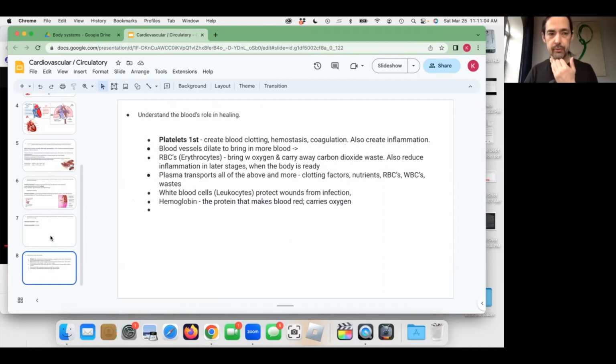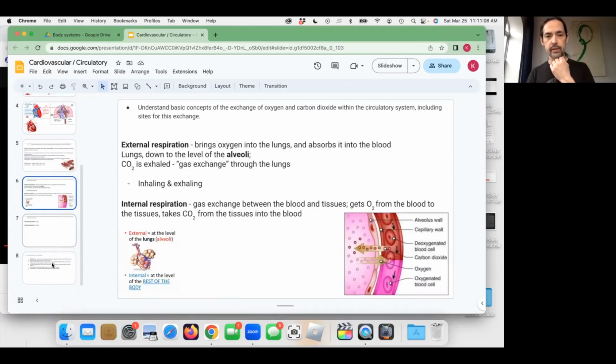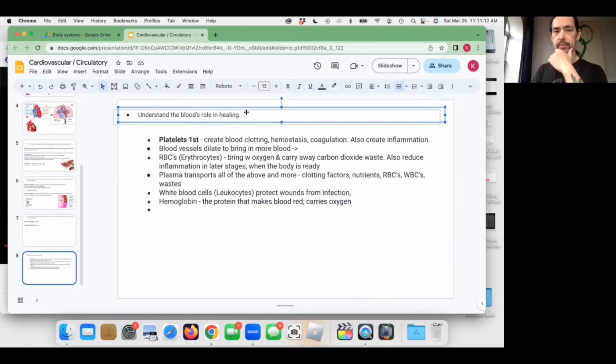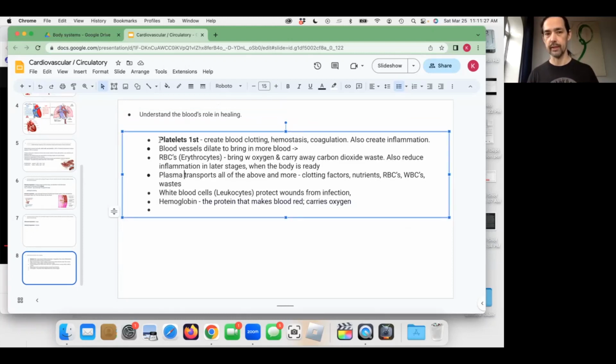Oh, I don't think we went over this. Yeah. So one of the learning objectives is to understand the blood's role in healing. And you know, the FSMTB, they're a little bit intentionally broad, non-specific about things sometimes, and other things they're really specific about. But this is one of those things where they're a little broad, a little vague.